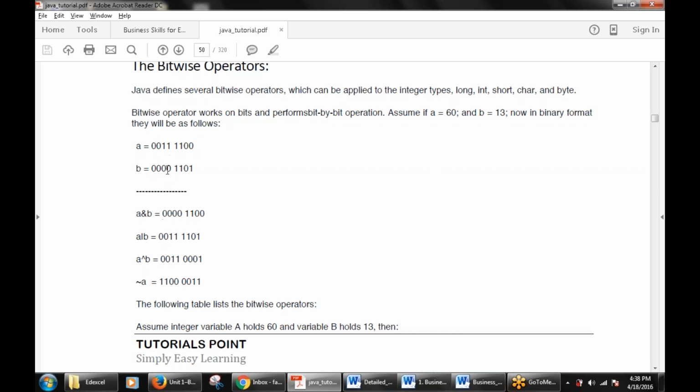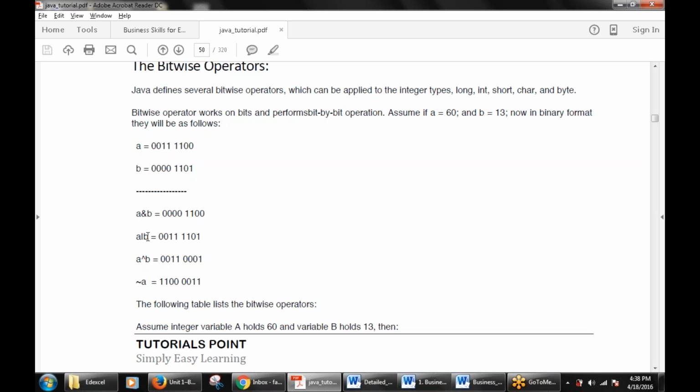Then again there is a 1, 0, that gives the output as 0, then 1, 1. Now in this case both the inputs are 1, that means both the inputs are correct or true, that gives output as a 1, then 1, 1, again 1, then 0, 0, 0, then 1, 0, 0.